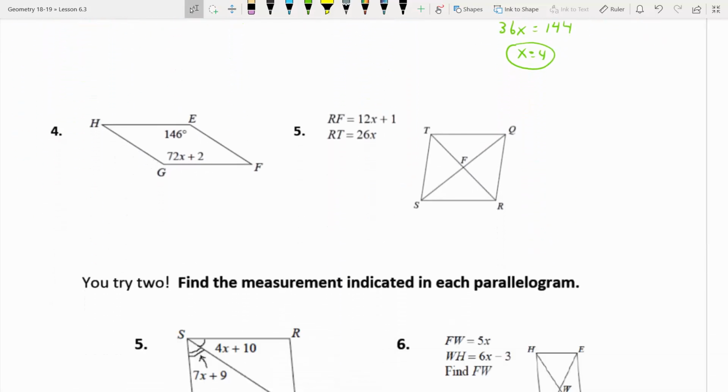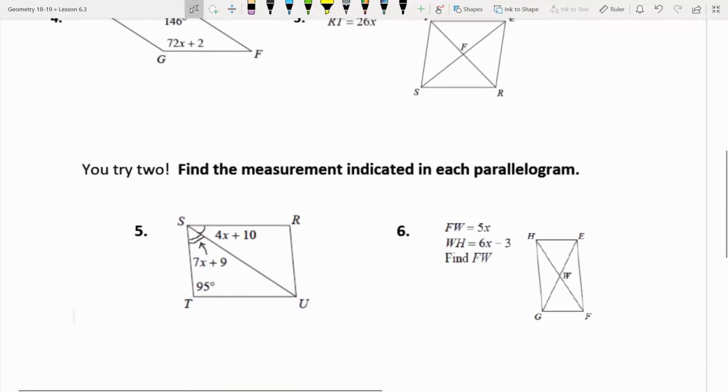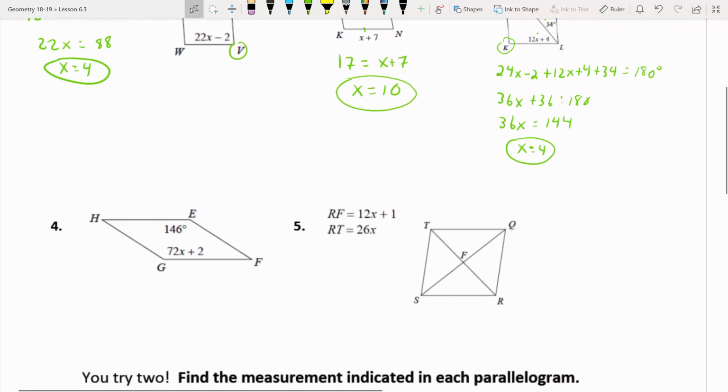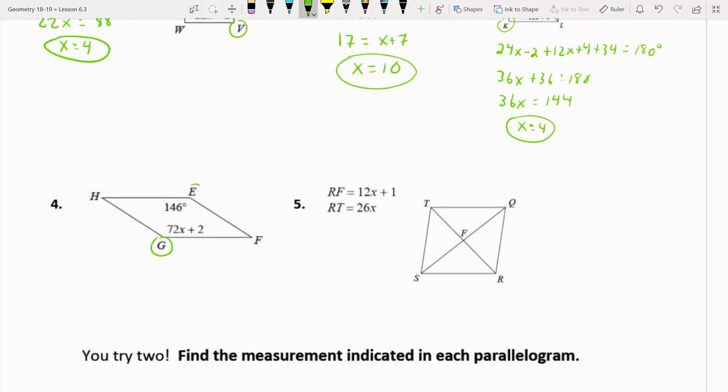All right, so we've got 2 more here, and then there are 5 and 6 that I'm going to let you try completely on your own, and then there'll be answers for you. So in 4, they've given us angle G, and they've given us angle E. They are opposite angles, so we're going to set them equal to each other. 72x plus 2 equals 146.